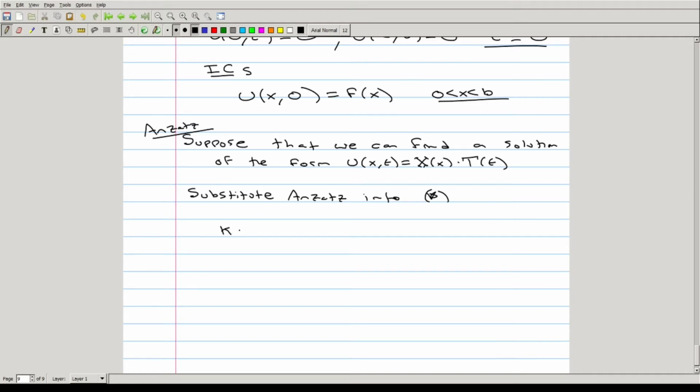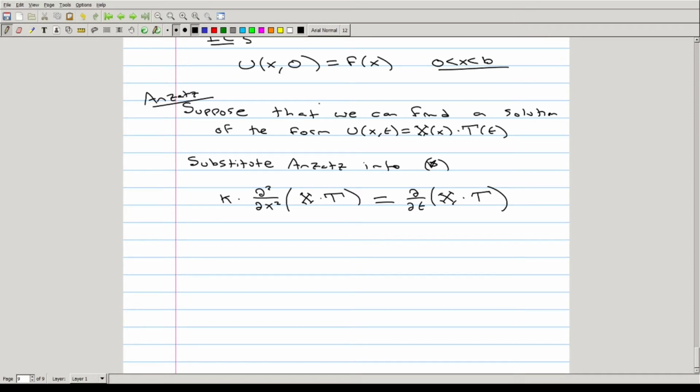When we do this, we get the equation k times the second derivative of X, which is a function of x, times capital T, which is only a function of t, has to be equal to the t partial derivative of X times capital T. And because X is a single variable function of x, and capital T is a single variable function of t, this reduces to k times X double prime times T is equal to X times T prime.